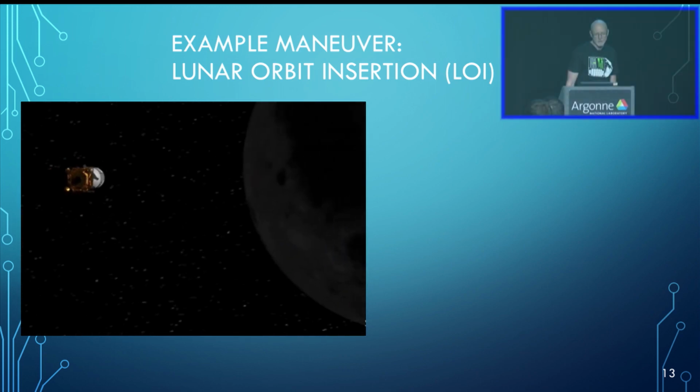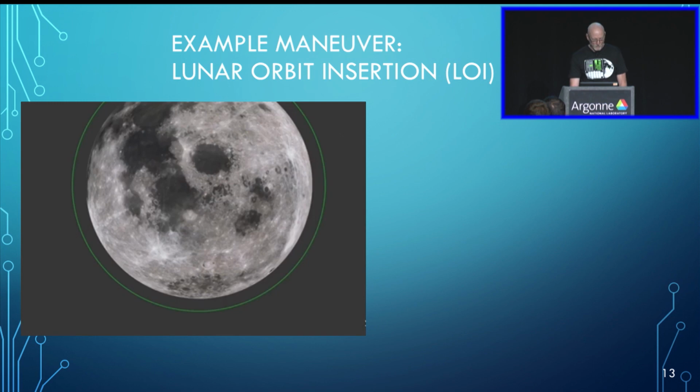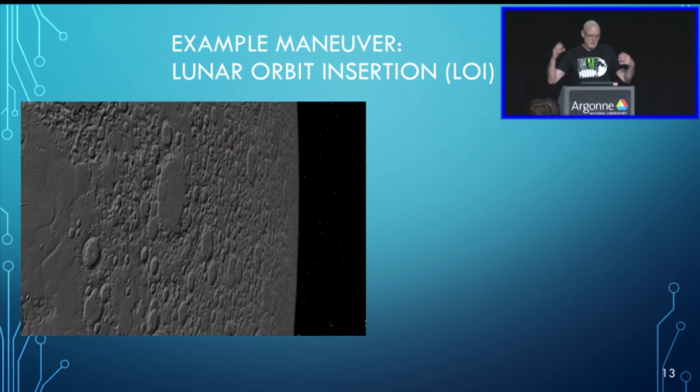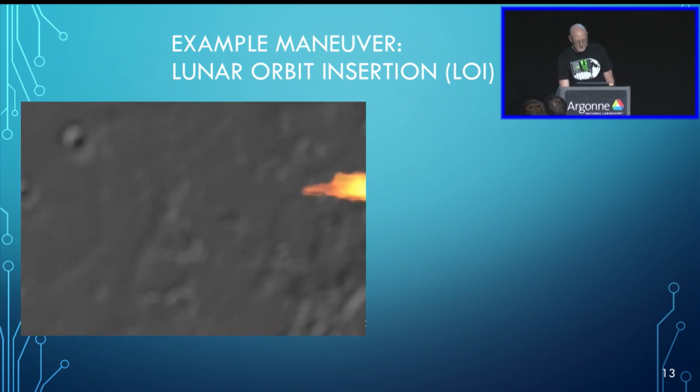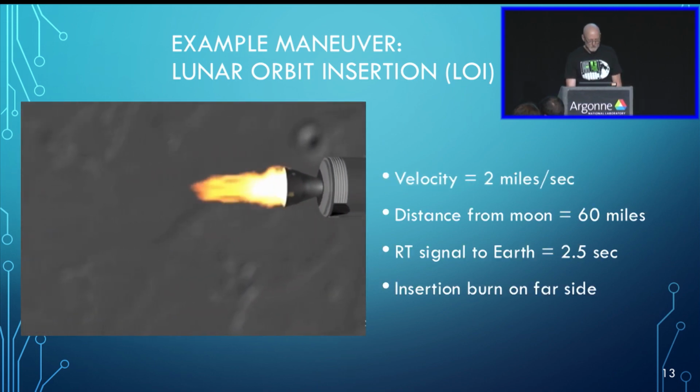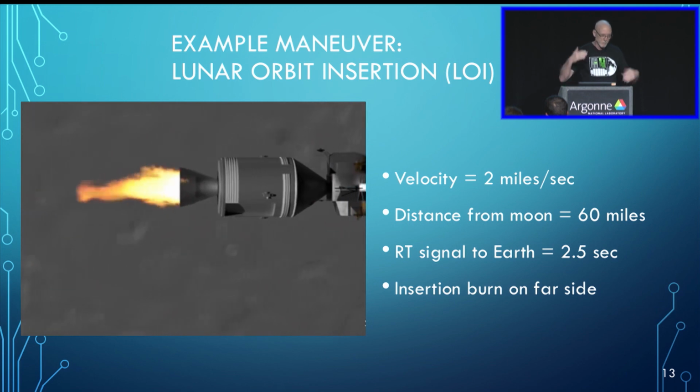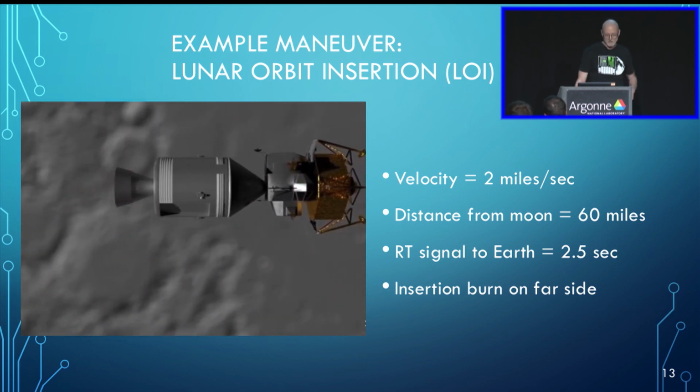So an example of a maneuver that the computer had to perform is a lunar orbit insertion. This is when the spacecraft is arriving at the moon and they want to go into orbit around the moon. It's traveling at about 2 miles per second. It's coming to within 60 miles of the lunar surface as it arrives there.